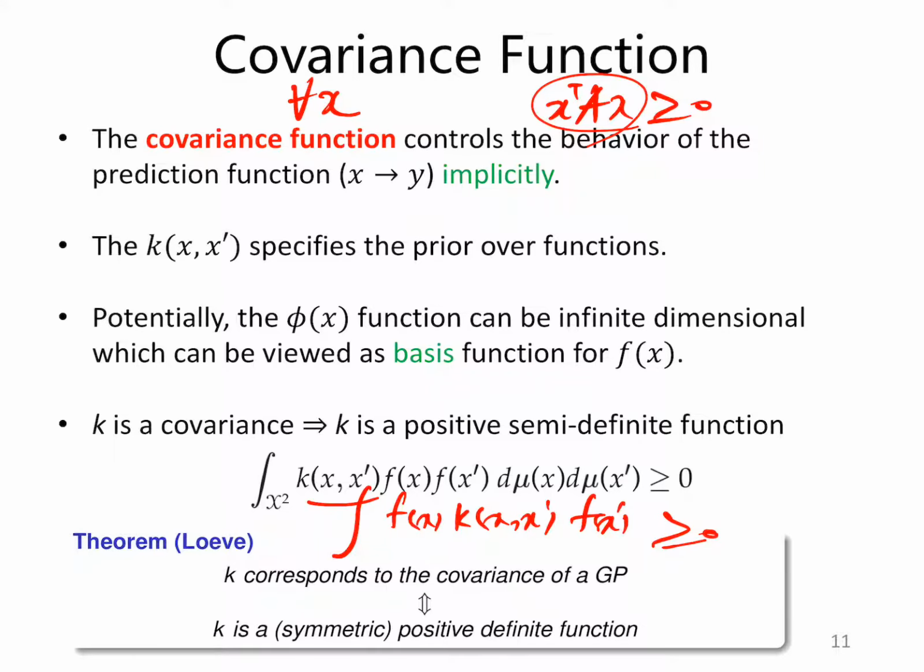And there's a theorem that there's a one-to-one correspondence between K being the covariance of a Gaussian process, and K being symmetric and positive semi-definite. So all you need to do is come up with a function that has this property.